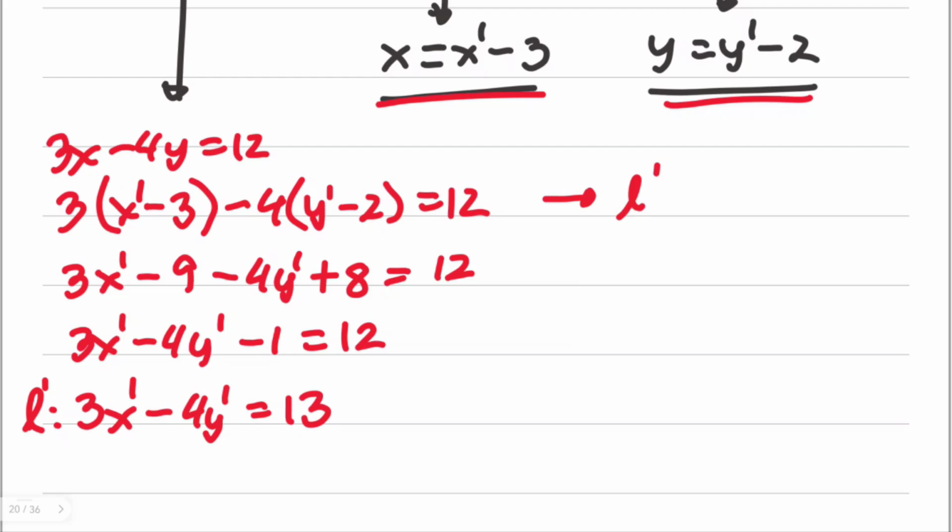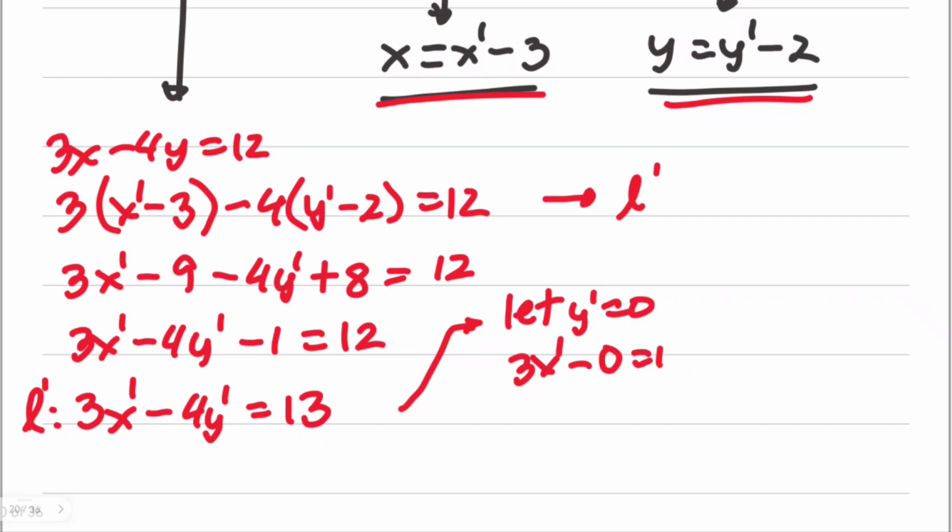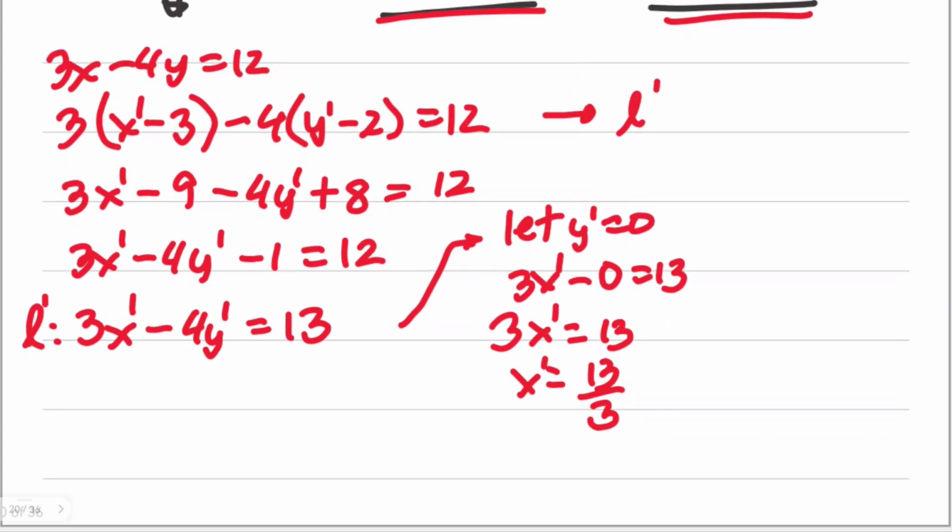To look into that closely, let's try to come up with the x-intercept of this, or x prime intercept if you would like. So let's start here. Let y prime be equal to 0. So you will have here 3x prime minus 0 is equal to 13. 3x prime is 13, so x prime is 13 thirds. This means that our point here is at 13 thirds and 0.